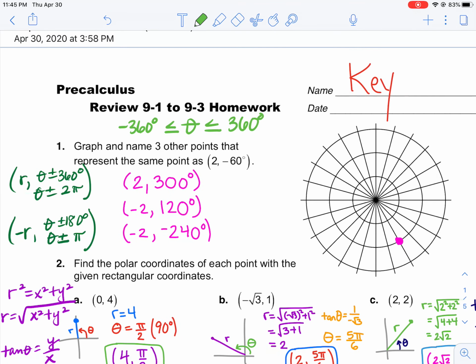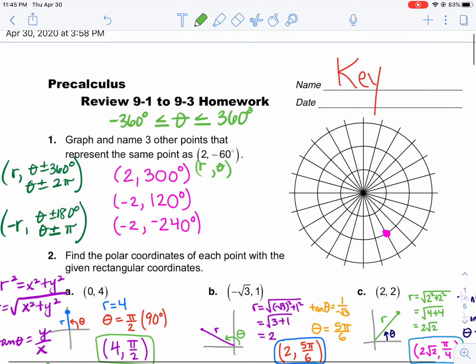For number 1, it says graph and name 3 other points that represent the same point as (2, -60°). Keep in mind, 2 is the r value and -60 is your theta value. The distance r is the distance from the pole, and theta is the angle measure.